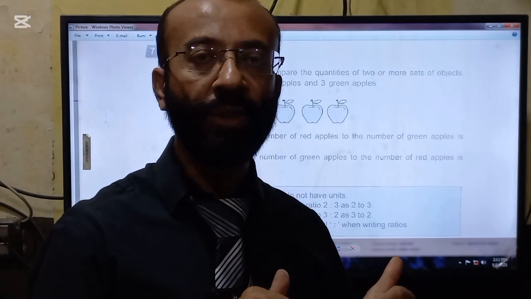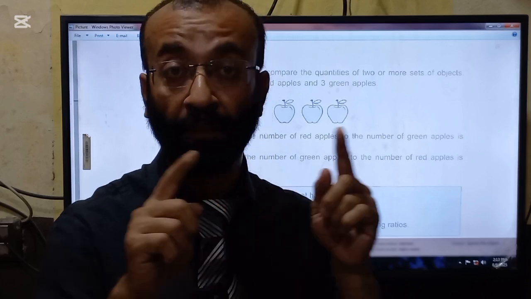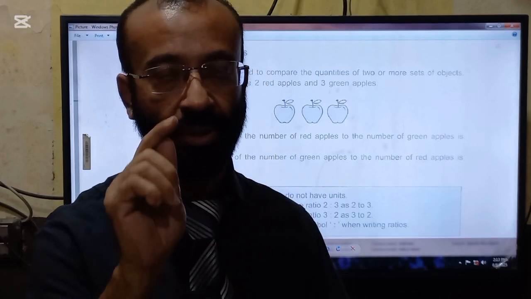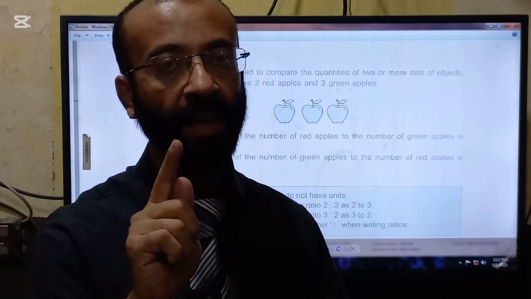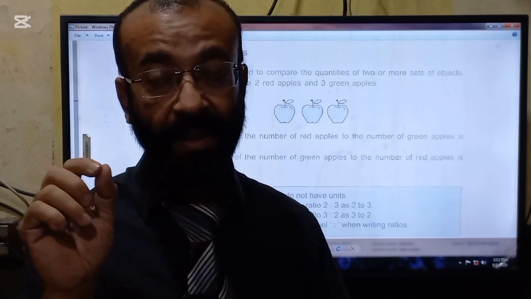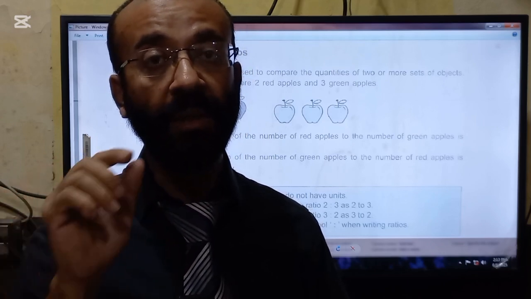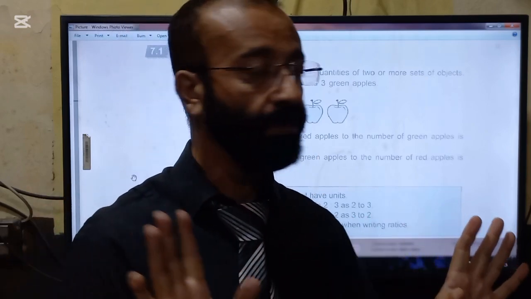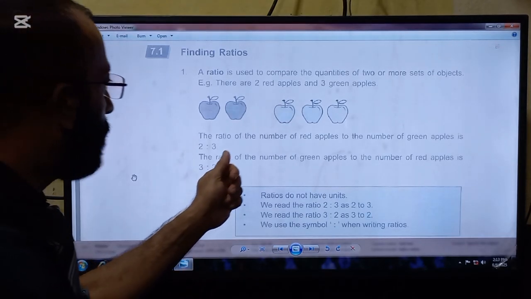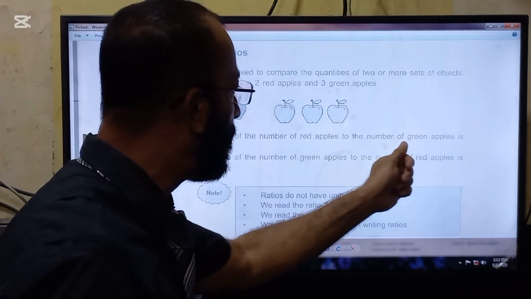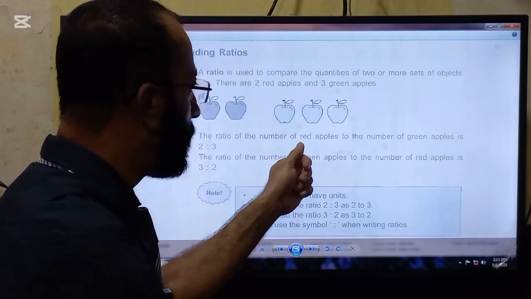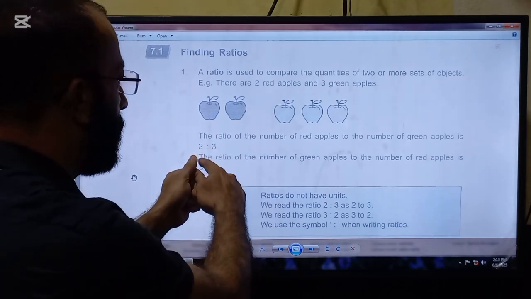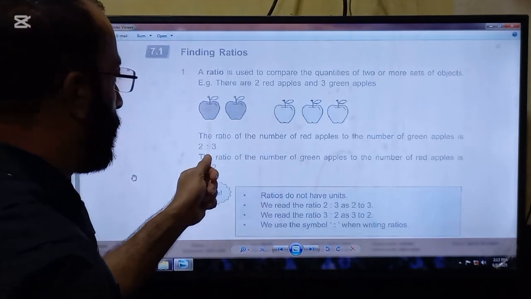The important thing in this topic is you have to be very careful about the wording of the question. The thing which is coming first in the question should be written first, and the thing which is discussing or which is coming later in the question should be written later. If you mix the values, the answer will be wrong. So be careful now. The ratio of the number of the red apples to the number of the green apples. So look, red apples is coming first and green apples later. So we will write the number of the red apples first and the number of the green apples after that.